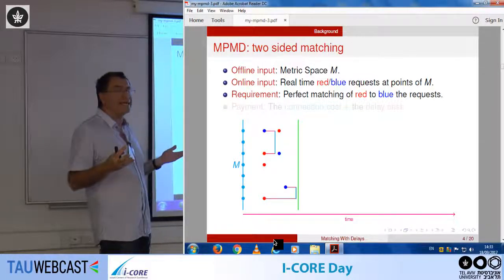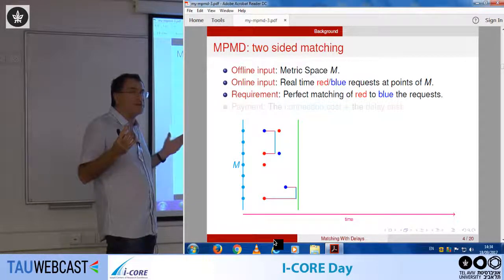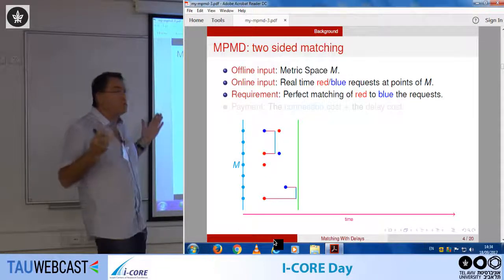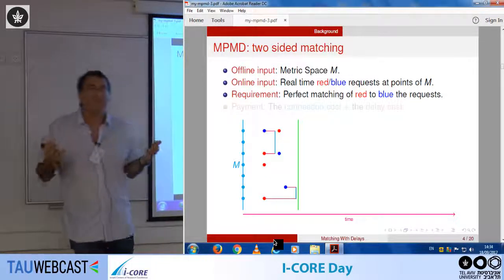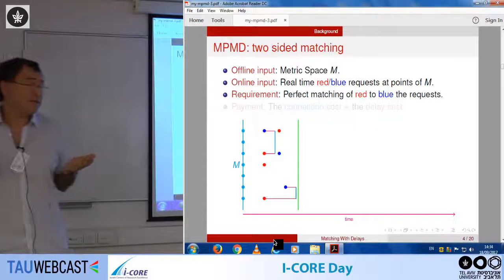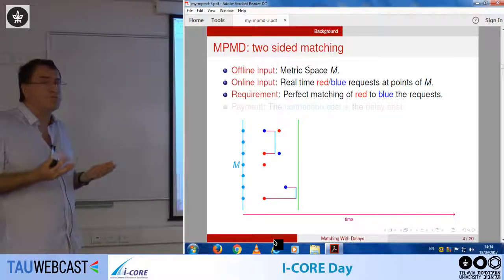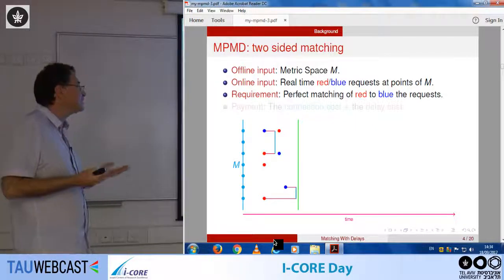And I can decide to match at any point. I don't need to do it immediately. I can do it over time. But I'm paying the delay. So I could postpone it as much as I want, but there is a cost to that.